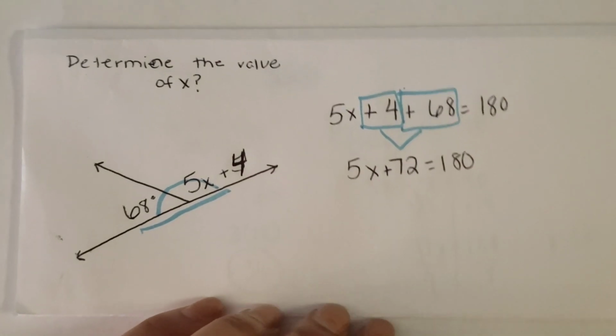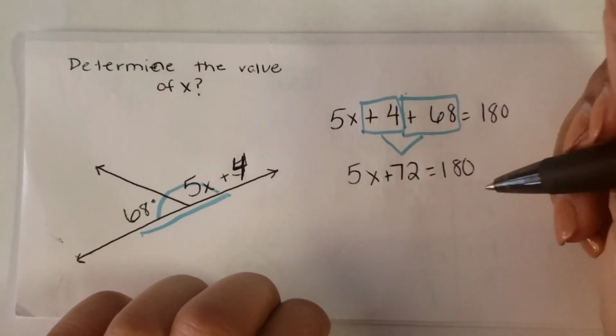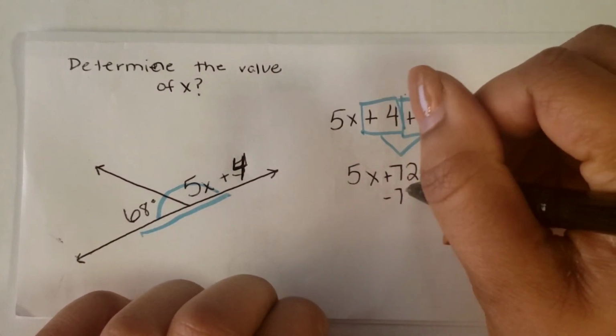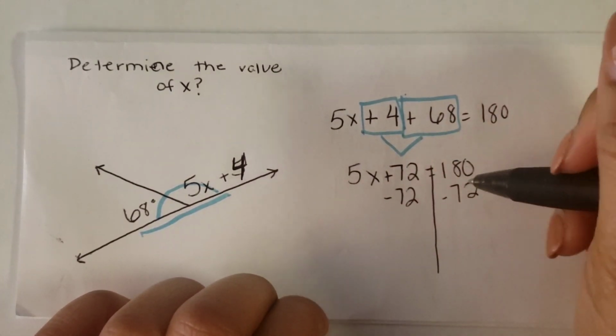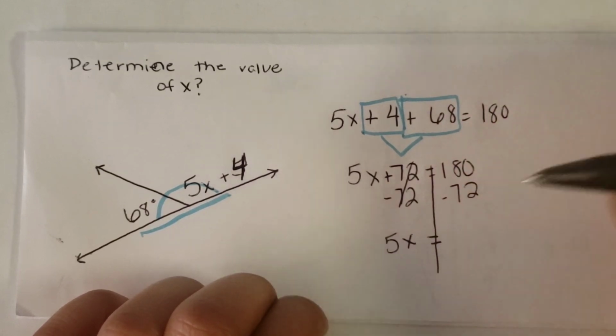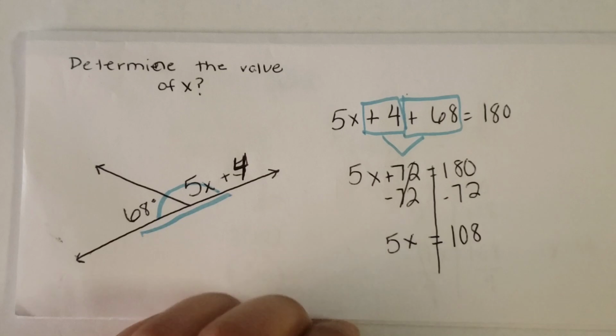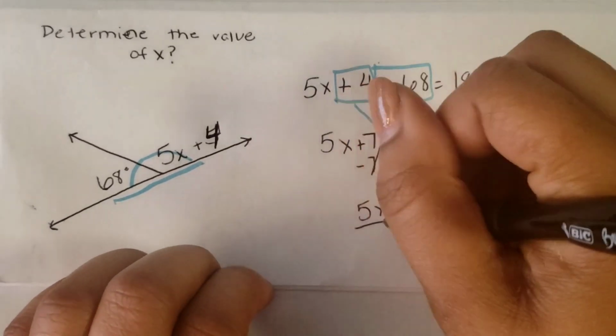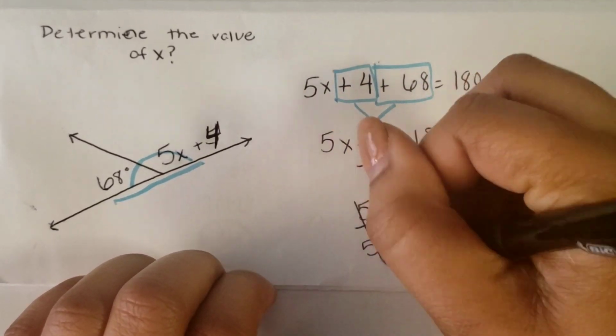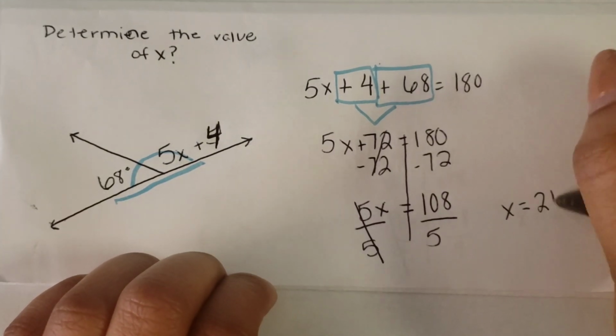From there, we're going to solve just like regular by drawing our line, and we're going to subtract 72 from both sides. We're then left with 5x equals 108, and then we're going to divide both sides by 5. Yeah, it's a little bit of a funky number, but we're going to be left with x is equal to 21.6.